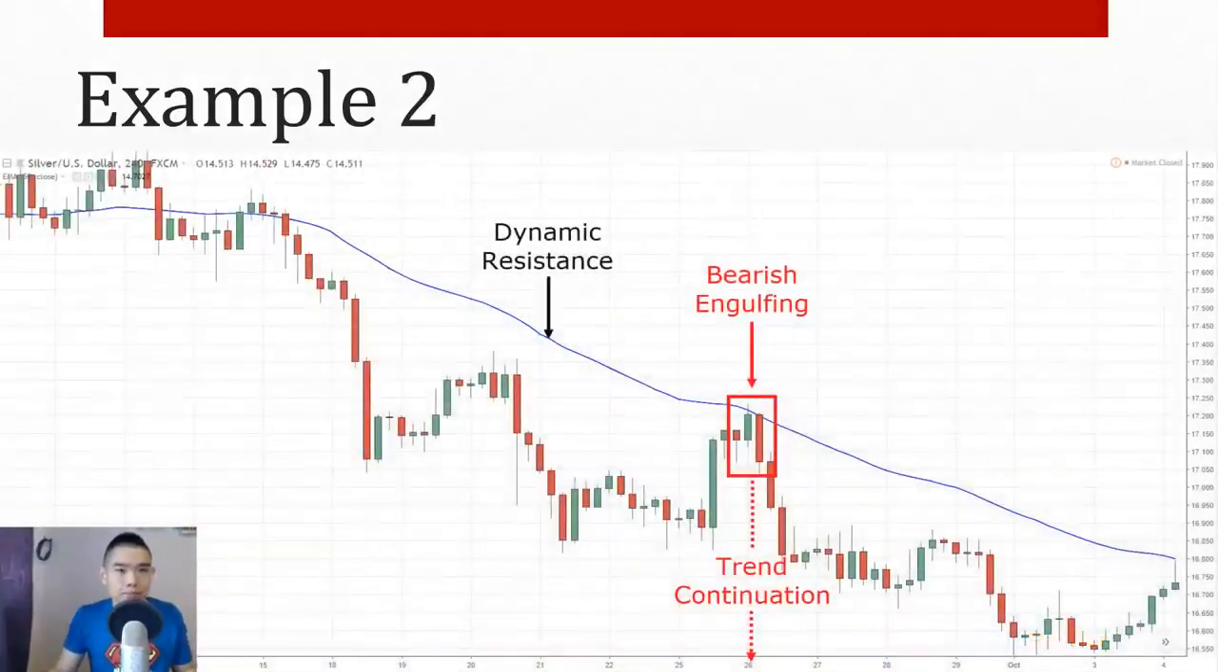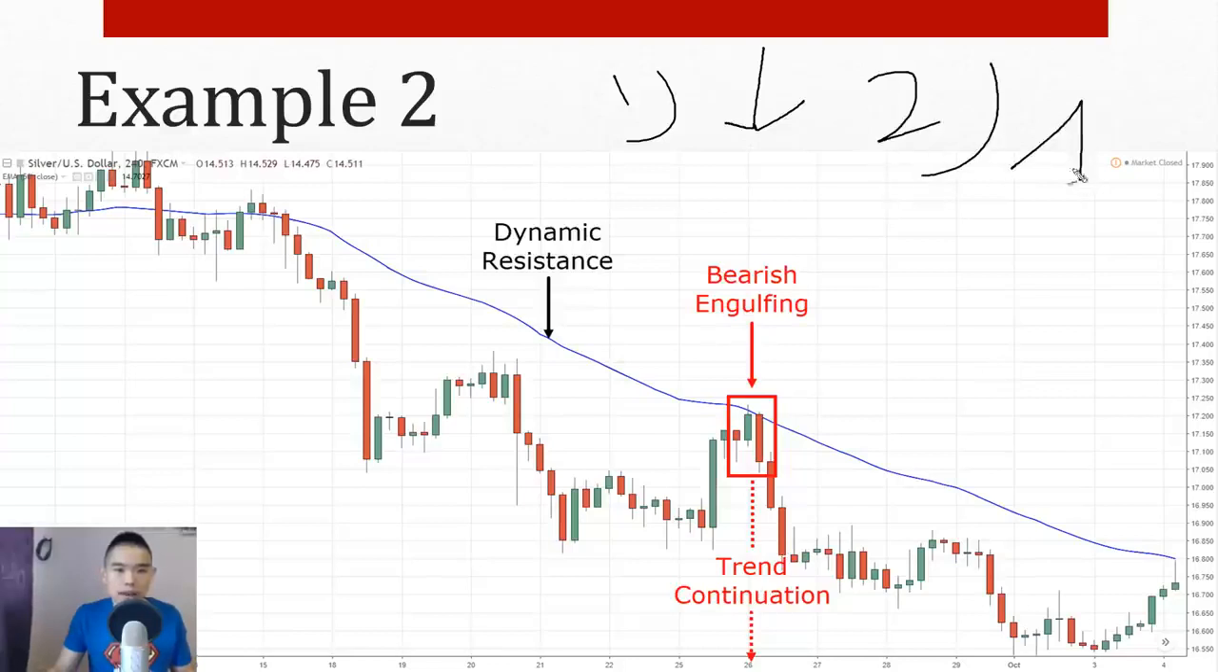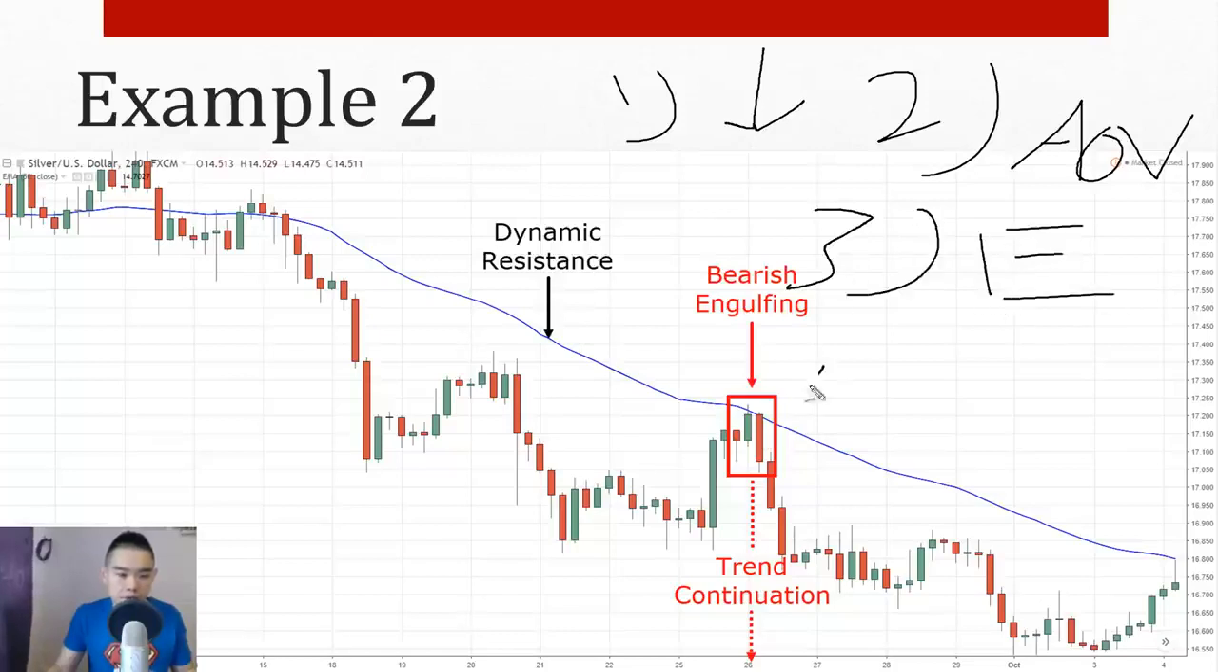Second example, what is the trend? Number 1, what is the trend? The trend is down, you can see that the price is coming down lower. Number 2, where is the area of value? This time around, the area of value is a moving average. This is the 50-period moving average, acting as a dynamic resistance. Number 3, what is your entry trigger? This time around, we have this bearish engulfing pattern. Notice this over here, the market closes higher. Second candle, smashes lower, closing near the low. So this is what we call a bearish engulfing pattern.